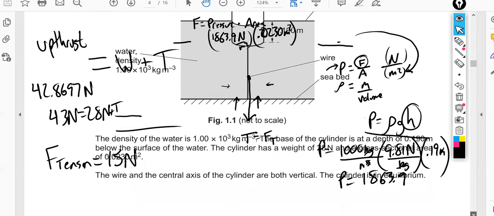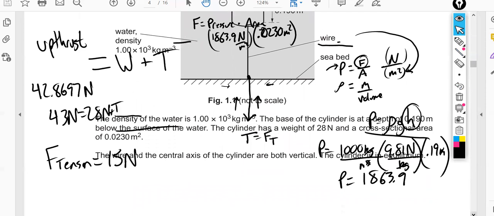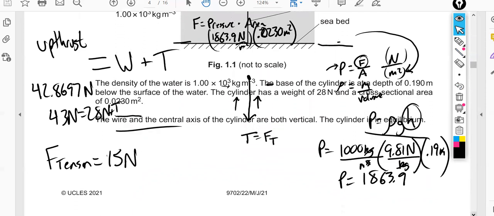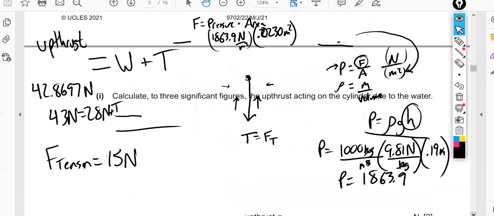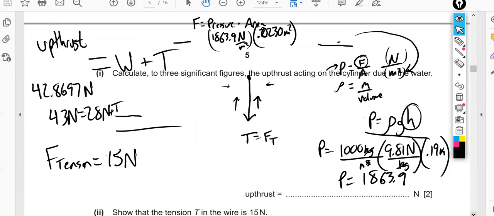Let's just make sure. 42.8697. We recorded that to 3 significant digits like it asks us to. We'd say what? 42.9. 42.9 would be the best answer on this line here. And if you rounded it to 43 there, then you didn't follow directions. So always follow directions. If it says to 3 significant figures, make sure you're recording it for that level of significance. So the best answer here would be 42.9.